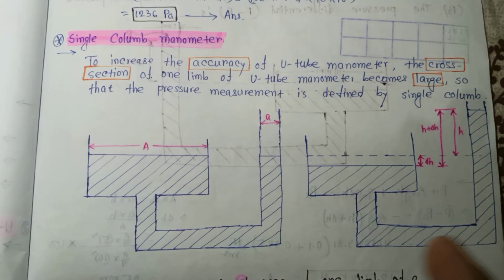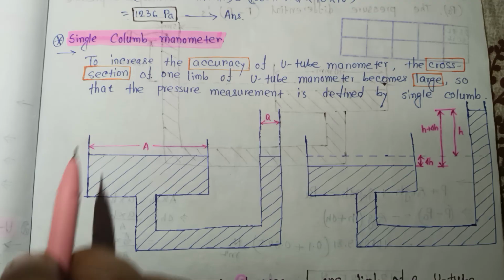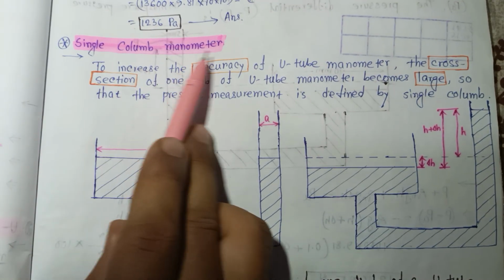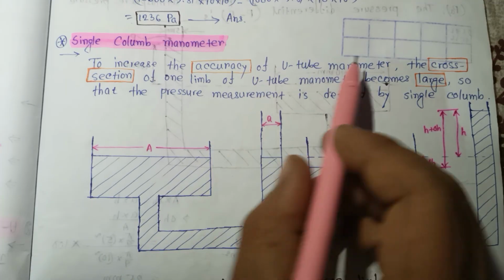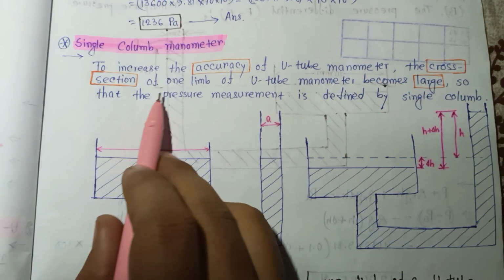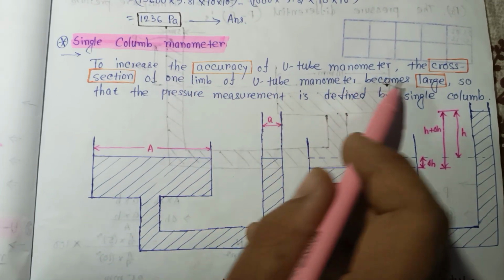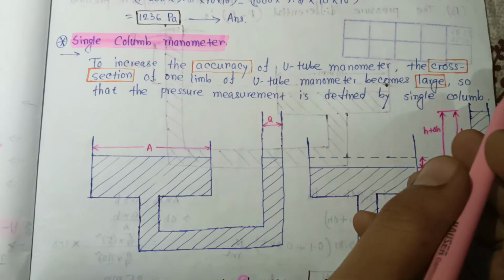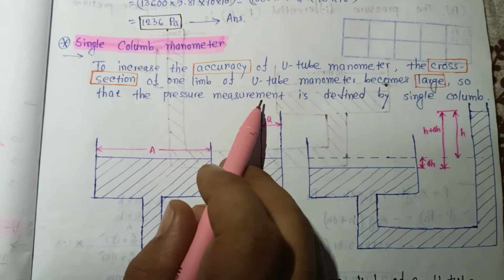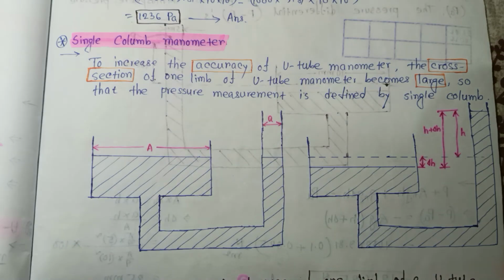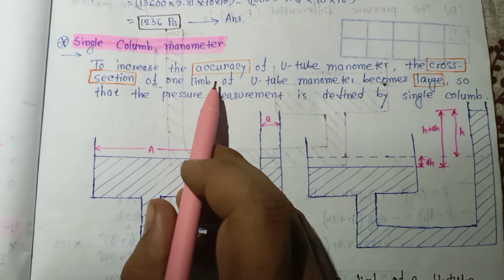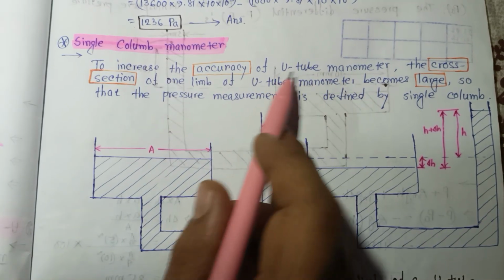So in this lecture we will understand the single column manometer. To increase the accuracy of the U-tube manometer, the cross section of one limb of the U-tube manometer becomes large so that the pressure measurement is defined by a single column. So to increase the accuracy we use the single column manometer.